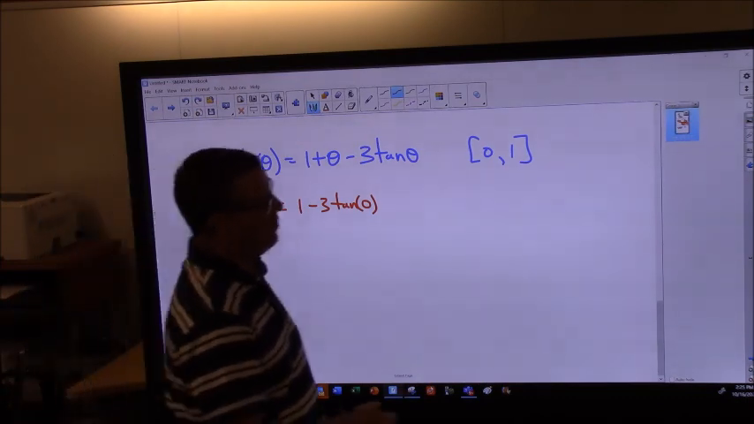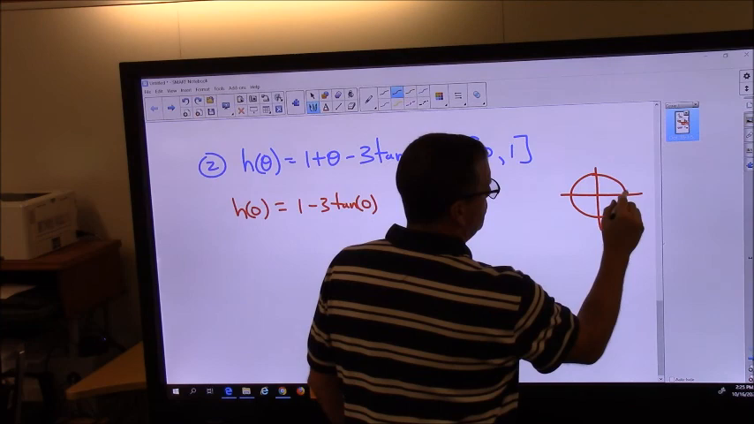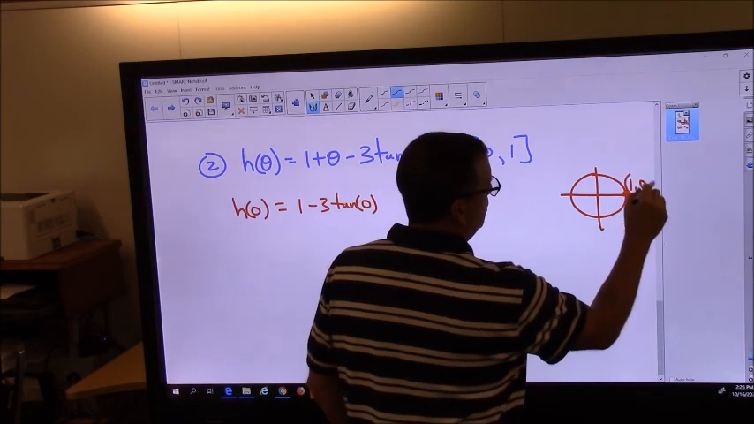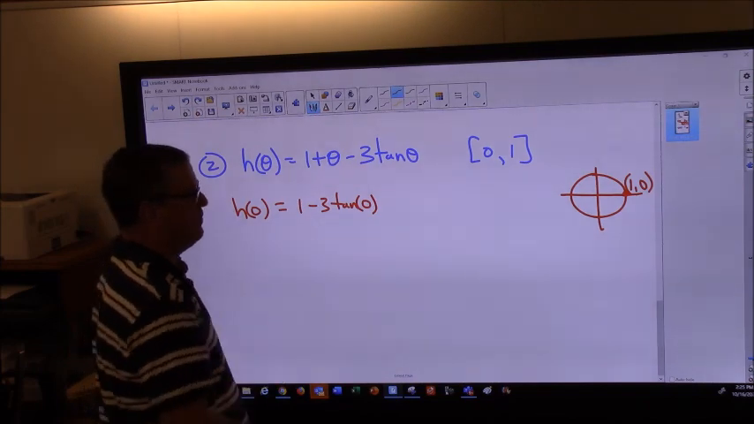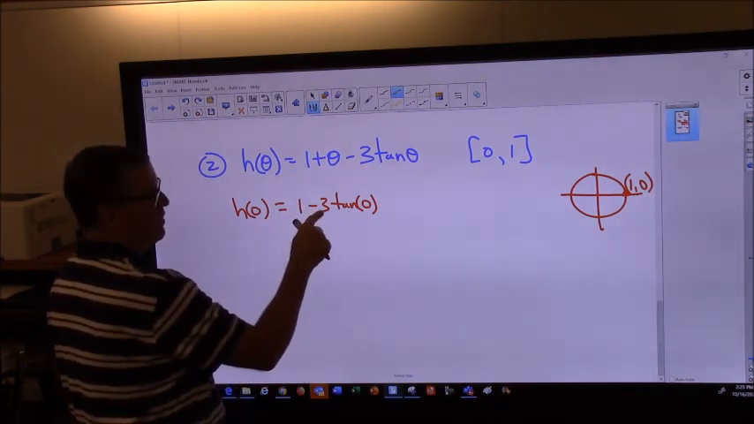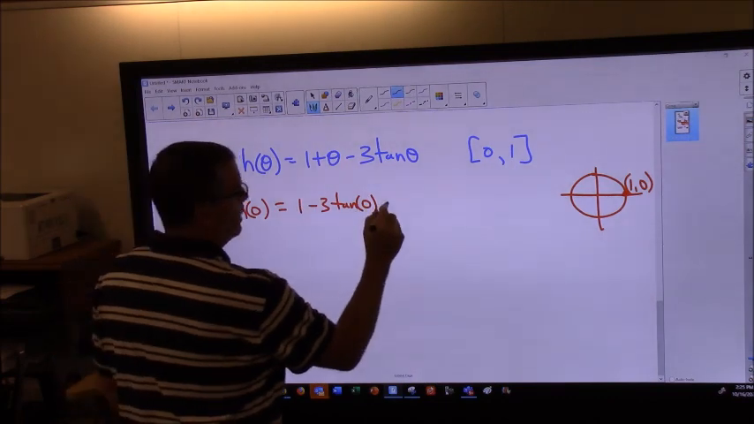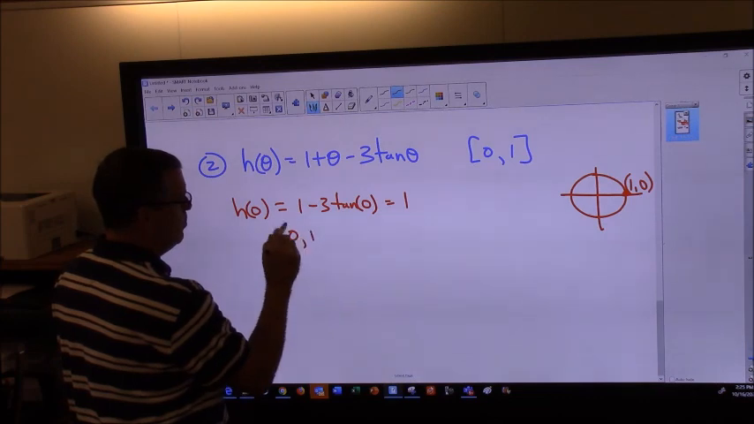Or we can remember that on the unit circle, this is the point 1 comma 0. If you're going to do the tangent, you're doing sine divided by cosine, so 0 divided by 1 is 0. Times a negative 3, that's 0, and so what I get is just 1. So there's my first point, 0 comma 1.